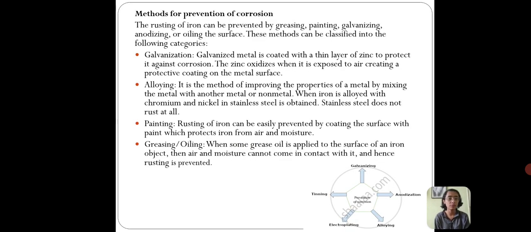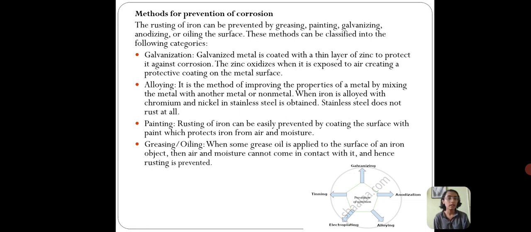Methods for prevention of corrosion. The rusting of iron can be prevented by greasing, painting, galvanizing, anodizing or oiling the surface. These methods can be classified into following categories. First one, galvanization. Galvanized metal is coated with a thin layer of zinc to protect it against corrosion. This zinc oxidizes when it is exposed to air, creating a protective coating on the metal surface.